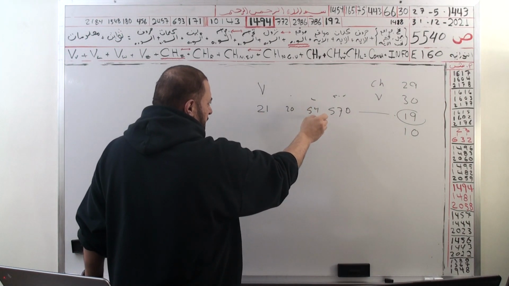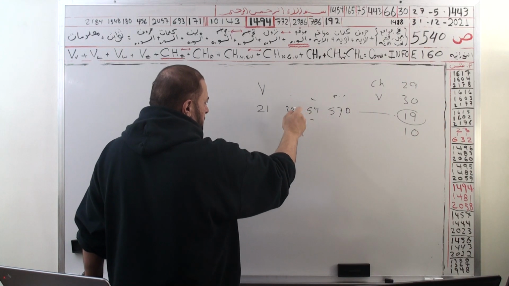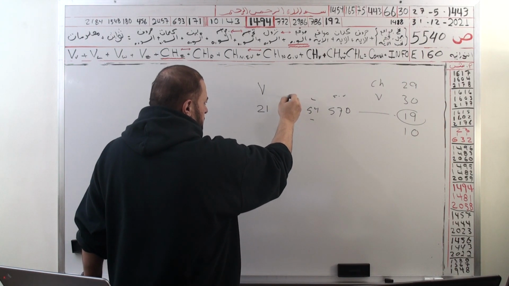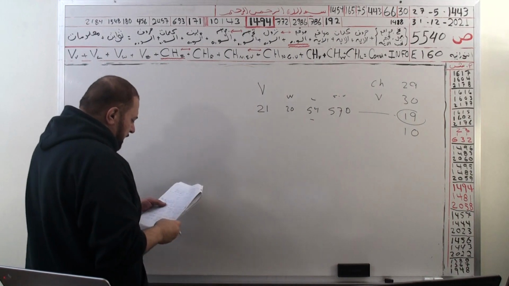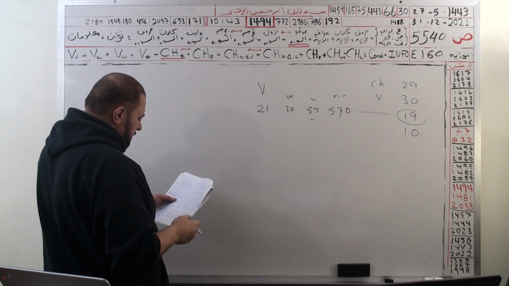This is the word Al-Islam, by the way, the religion of Islam. This is the words, and this is the sum of the verses. Okay, now here is the thing.